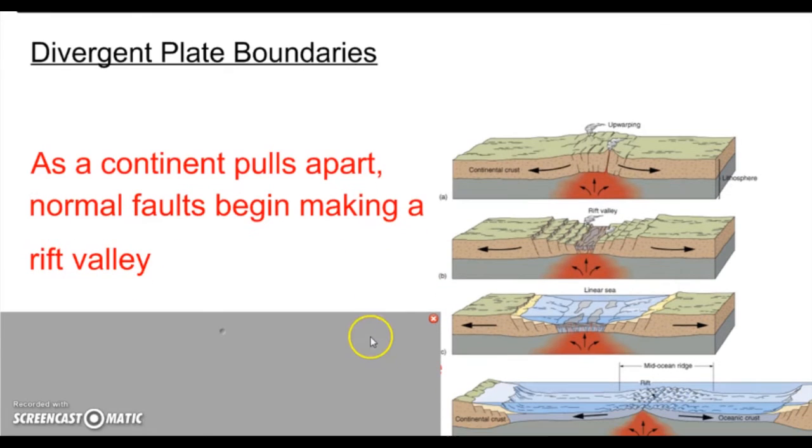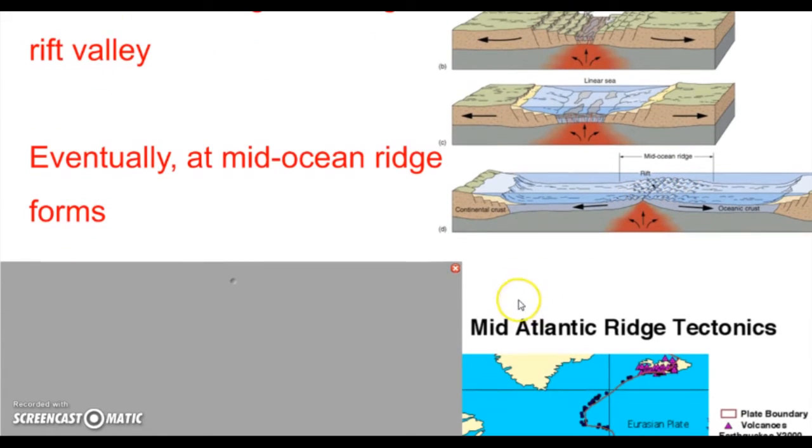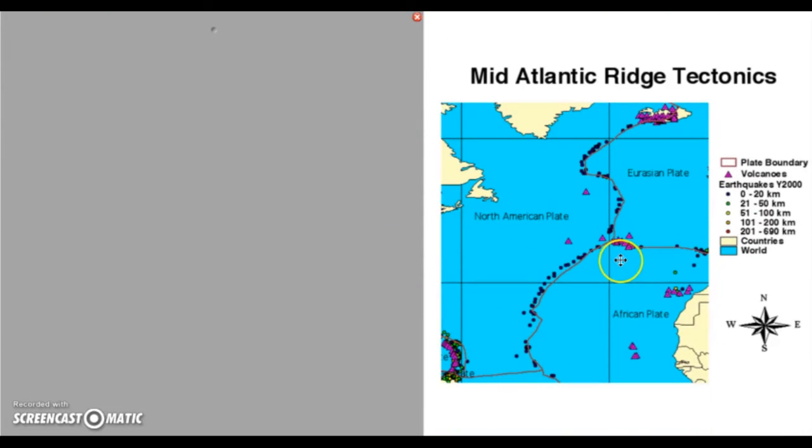Anyway, eventually it pulls so far apart, and the land drops so low that it's underwater, and eventually a mid-ocean ridge forms. So that's what we have now. This is the Atlantic Ocean, basically, and it's been doing this for a very long time. The ocean crust is pushing outward, continental crust, and this is more along what we have in the Atlantic. So to look at the Atlantic, it's similar to the Ring of Fire in that, take a look at these earthquakes and volcanoes that we have along the ridge.